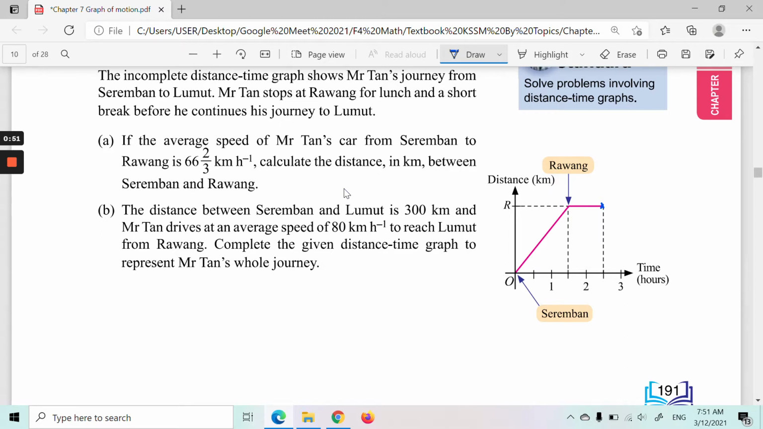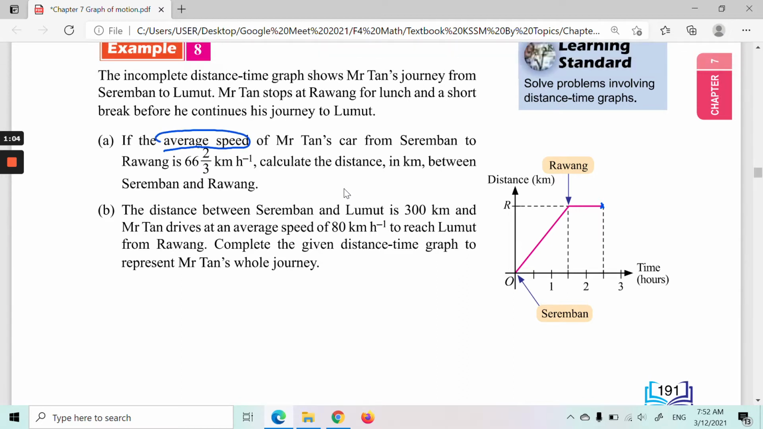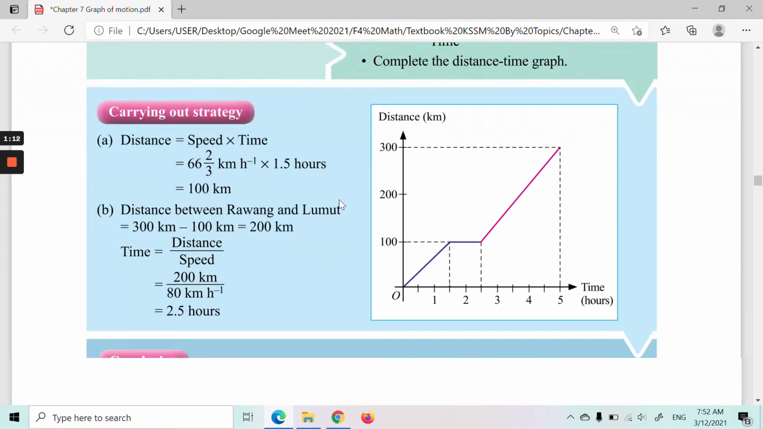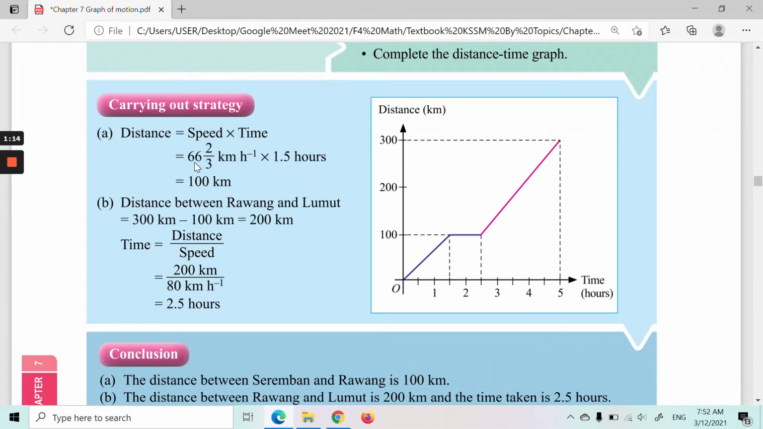So question A. If the average speed of Mr. Tan's car from Seremban to Rawang is this one, you see, the key point is average speed. So calculate the distance between Seremban and Rawang. How are we going to solve it? You need to know distance equals speed times time, because you have the formula speed equals distance divided by time. So to find distance, you just cross multiply, meaning speed multiplied by time.